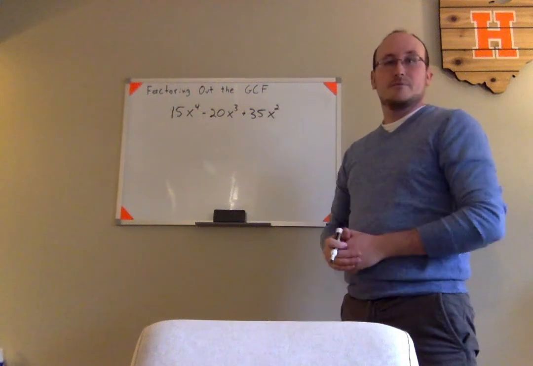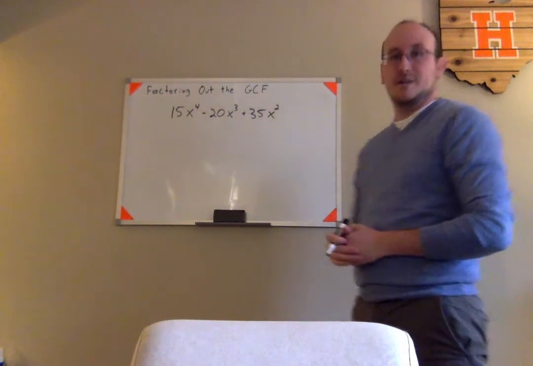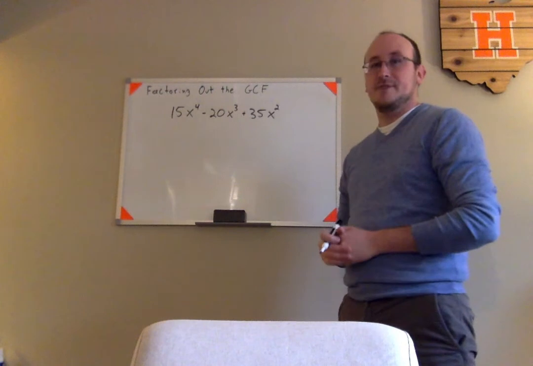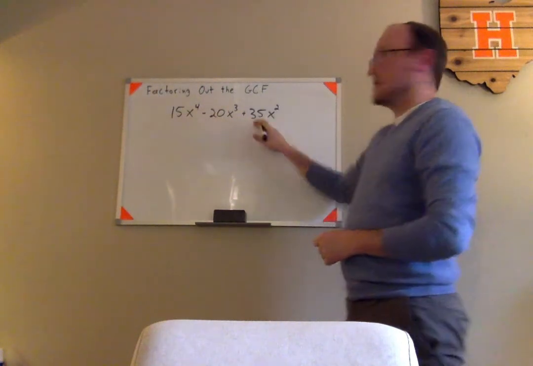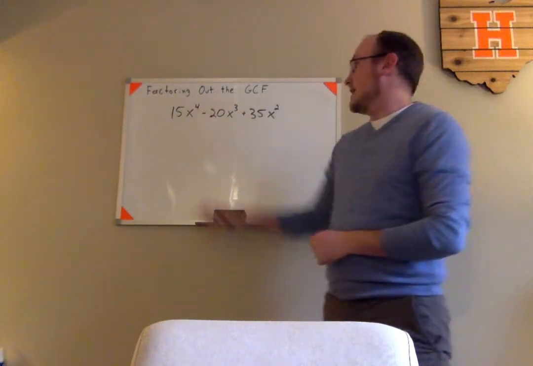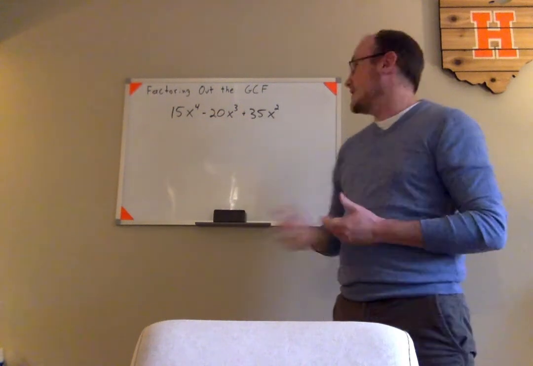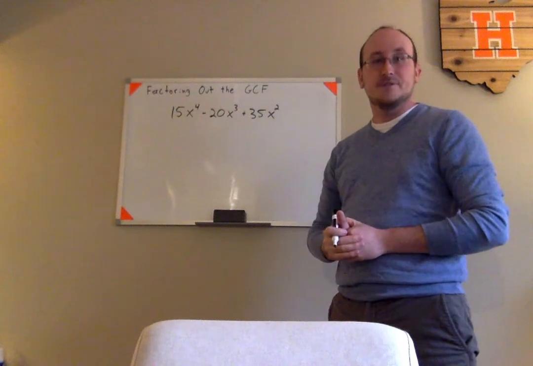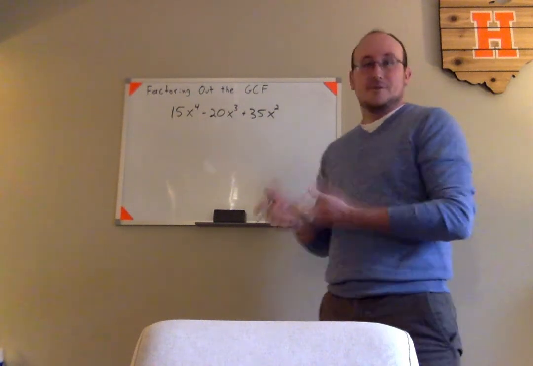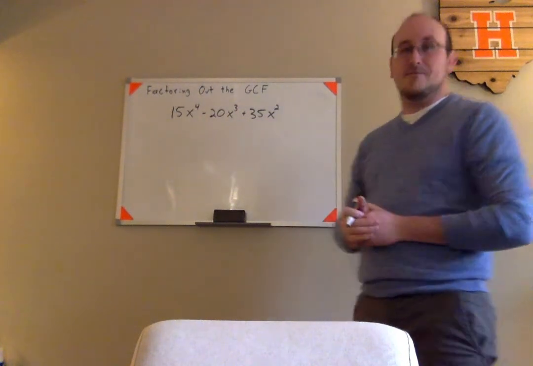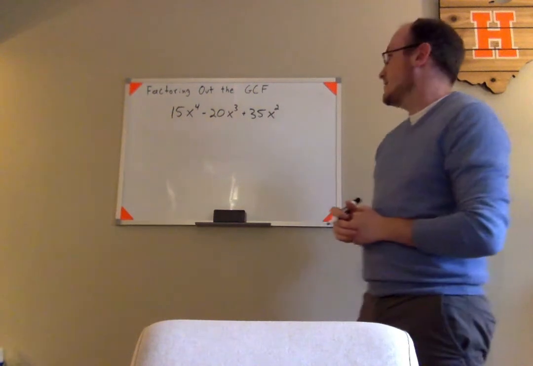In this example, we're going to review quickly how to factor out a greatest common factor, or GCF. Looking at these three terms, a couple things jump out at me right away. I see 15, 20, and 35. Those numbers all end in 0 or 5, meaning that they're divisible by 5. So that can definitely be part of the greatest common factor here, being 5 for the numerical part.